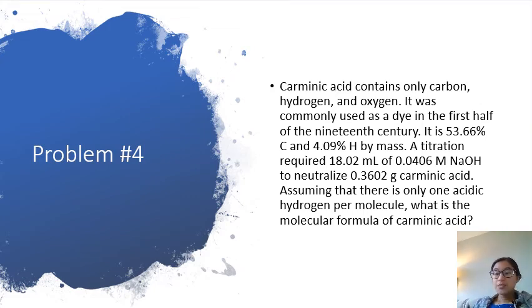So, as you might have guessed, there are actually two parts to this problem. The percent masses tell you it's a percent mass problem initially, and then they're giving us some information about a titration. And they're asking for the molecular formula of carminic acid. From percent masses, you can get the empirical formula, but in order to get the molecular formula, you need the molar mass. So we're going to get the empirical formula from the first part of the problem, and then get the molar mass from the second part so that you can use that to get the molecular formula.